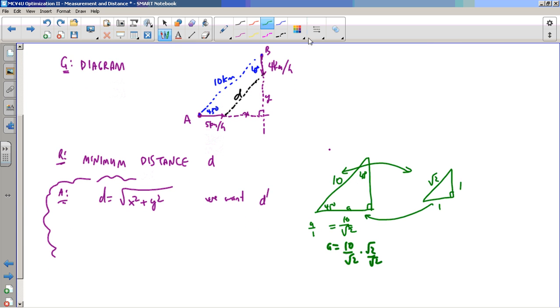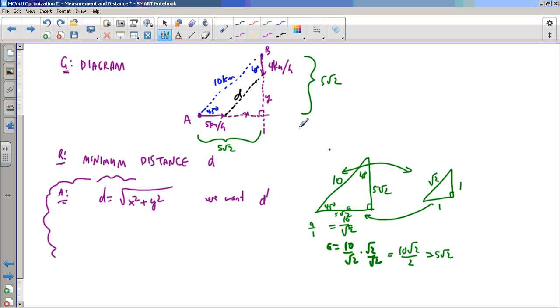irrational denominator. Let's rationalize the denominator, clean it up a bit. 10 root 2 over root 2 times root 2 is 2. So that's just 5 root 2. And notice that's the same thing as this side. So this is 5 root 2, and this is 5 root 2. So in this diagram, that's 5 root 2, and this is 5 root 2.